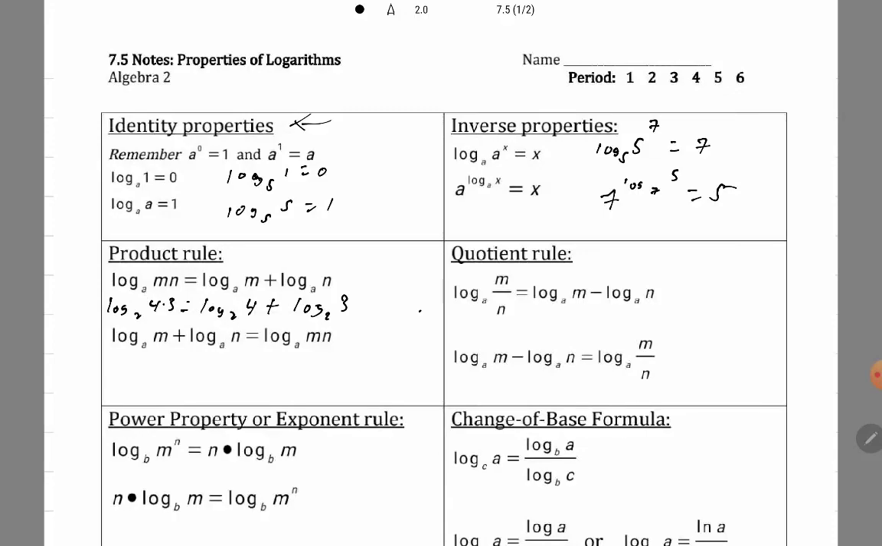Or vice versa, if we have two logs of the same base being added together, we can combine their two values by multiplying them together. So if we had log base 2 of 4 plus log base 2 of 3, that would equal log base 2 of 4 times 3, which would be 12.